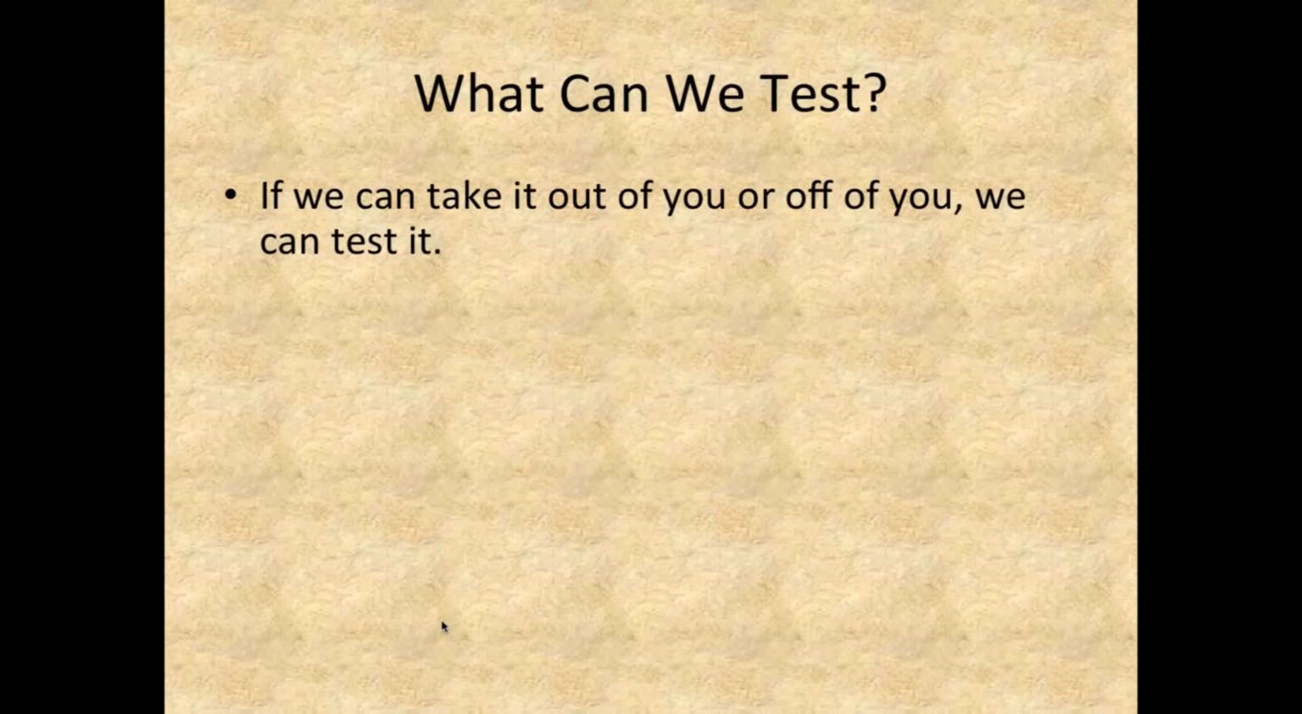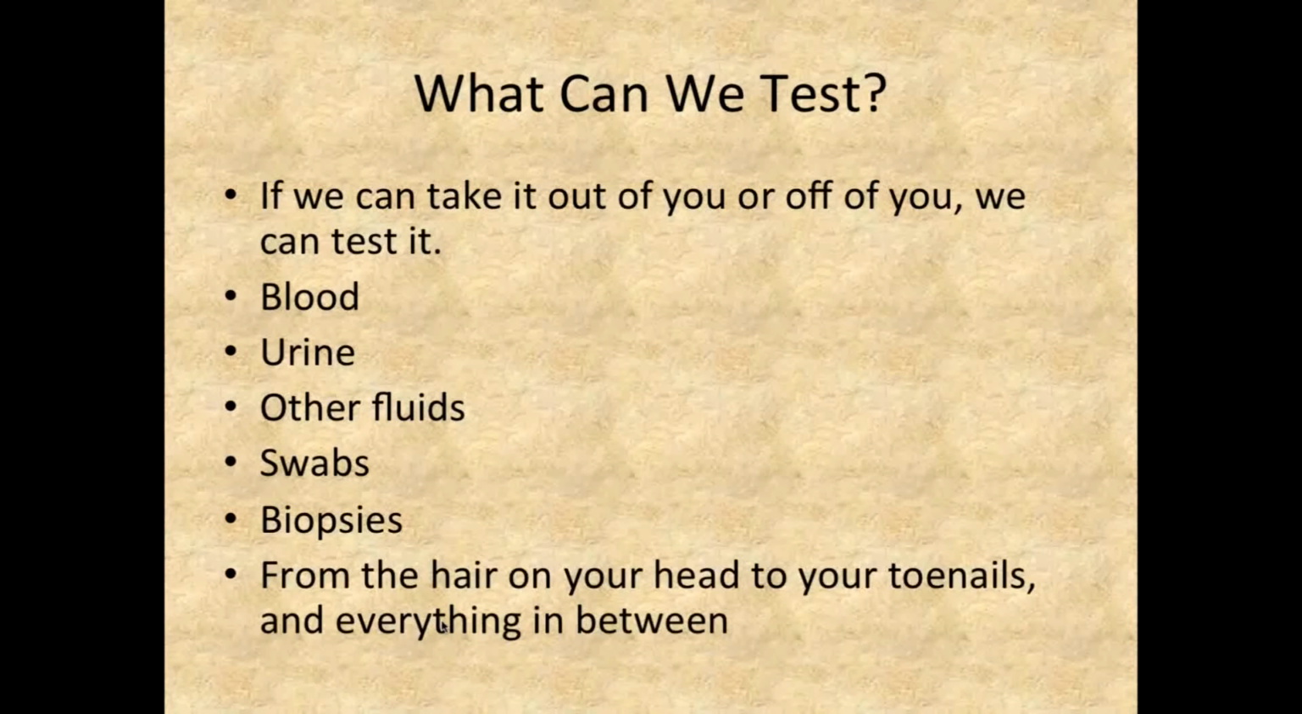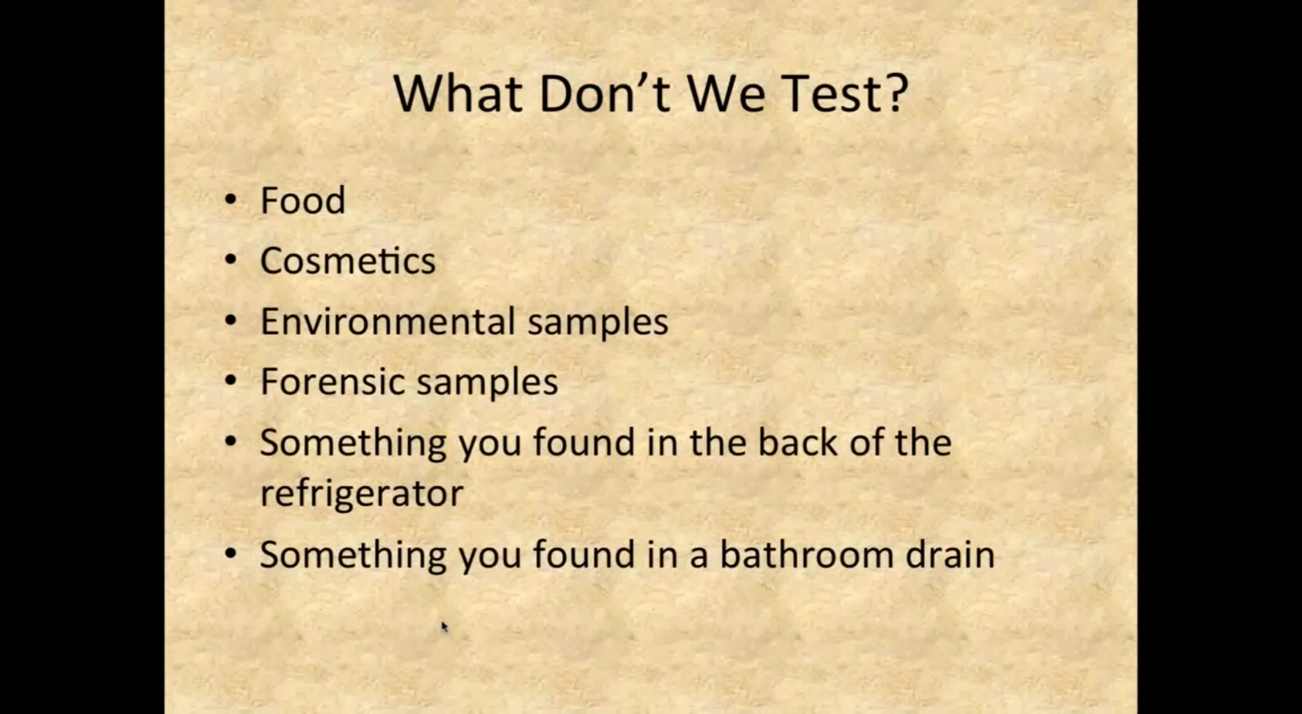So I get a question frequently, what can we test? What can we send into the laboratory? And our rule is if we can take it out of you or off of you, we can test it. We go through a lot of different samples: blood, urine, other body fluids, swabs of skin areas or wound areas are frequently swabbed. Biopsies of tissue can be sent to the lab. And so we say that everything from the hair on your head to your toenails and everything in between can be tested in the lab.